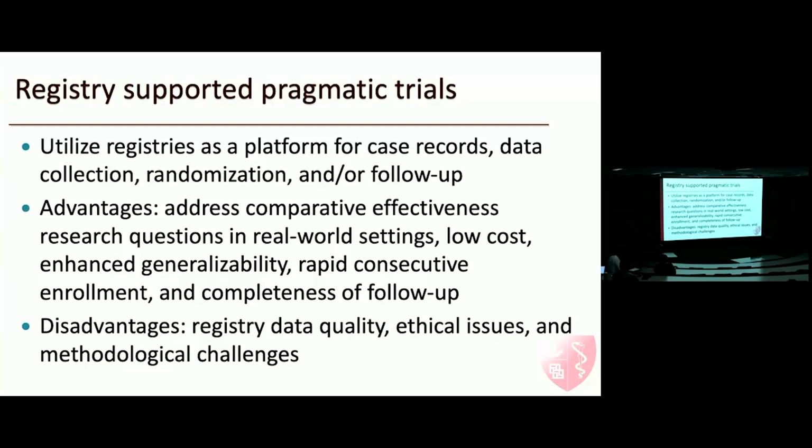It brings you to a real-world scenario where you're addressing comparative effectiveness research questions in a real-world setting. There's enhanced generalizability. And you have rapid consecutive enrollment because these sites are already participating in a QI process, a data collection process that you have deemed to be reliable to be included in your trial. And there's more completeness of follow-up if you have methods, depending on what endpoint you are measuring.